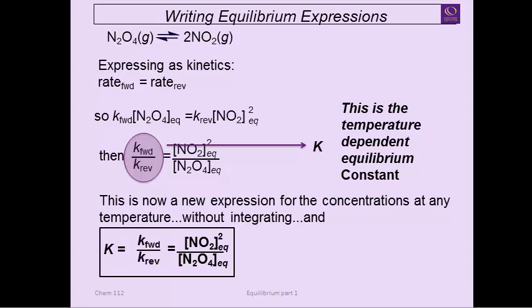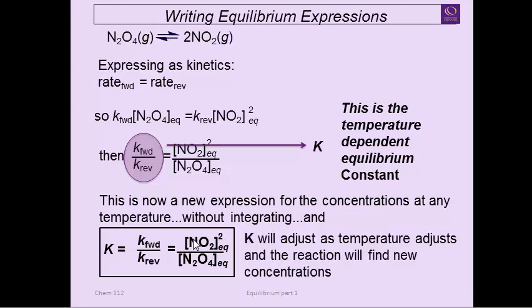And if you want, you could rewrite it this way. Instead of putting these old kinetics constants in here, the rate constants, you can express it with this big K. And this is a generic form of any equilibrium expression. Now K will change as the temperature adjusts, and we know that the rates forwards and backwards adjust, so you would assume that this K adjusts. But at new temperatures, these will find new concentrations.